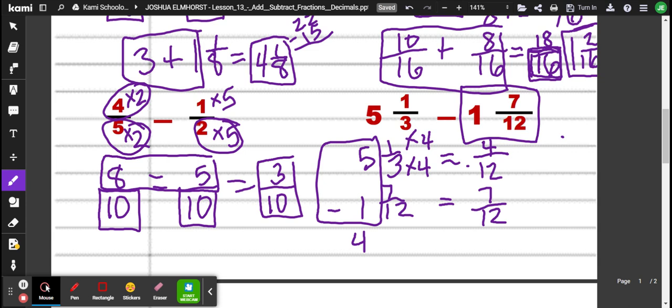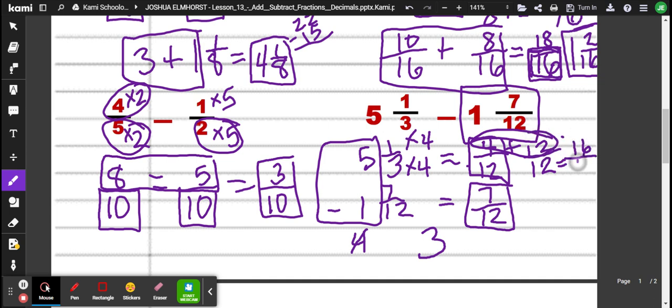So here we need to take away 7 parts out of 12, but we only have 4. So we can borrow 12 out of 12 from the whole number. So that's going to make this 3, and put a whole number over here so then we can subtract. We need to take away 7, but we don't have enough. So 4 plus 12 is 16/12, and then we need to subtract 7/12. Now that we have enough from the whole number, 16 minus 7 is going to be 9, and then 9/12.